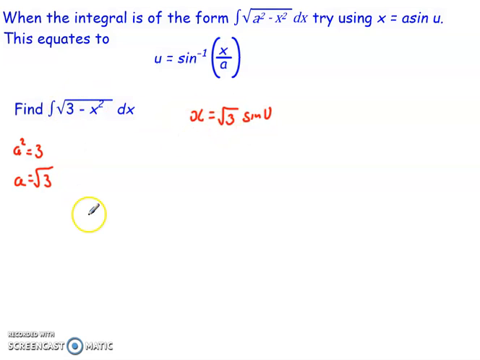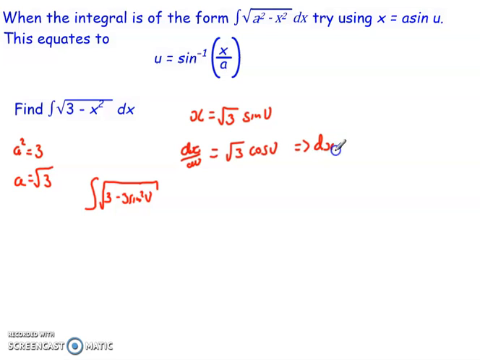If I substitute this in, I'll end up with the integral of the square root of 3 take away square root of 3 sine u all squared. So that'll give me 3 sine squared u. But I also have to get rid of this dx. To get rid of the dx, I'm going to take the derivative of all of this. So dx by du is equal to the square root of 3 times cos u, because I know that's the derivative. So I can rewrite it as dx equals root 3 cos u du. What I can now do is substitute this in for the dx, so that's then going to be times square root of 3 cos u du.